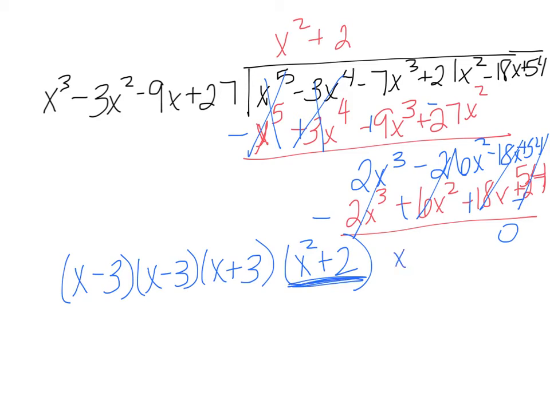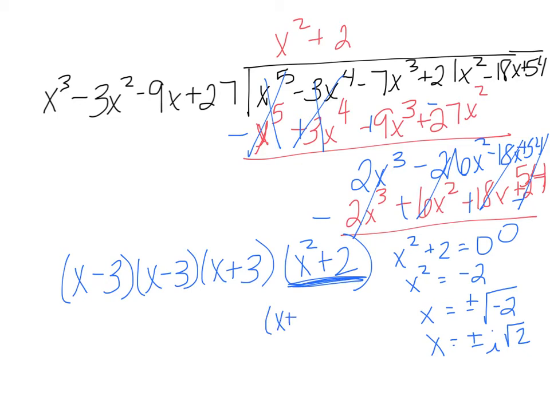Well, what are the solutions that come out of this? x squared plus 2 equals 0 means x squared equals negative 2, means x equals plus or minus the square root of negative 2, which means x equals positive or negative i square root of 2. I'm going to write those as factors. So that breaks down into x plus i square root of 2, x minus i square root of 2. So bring the rest down, and you have your complete factorization.